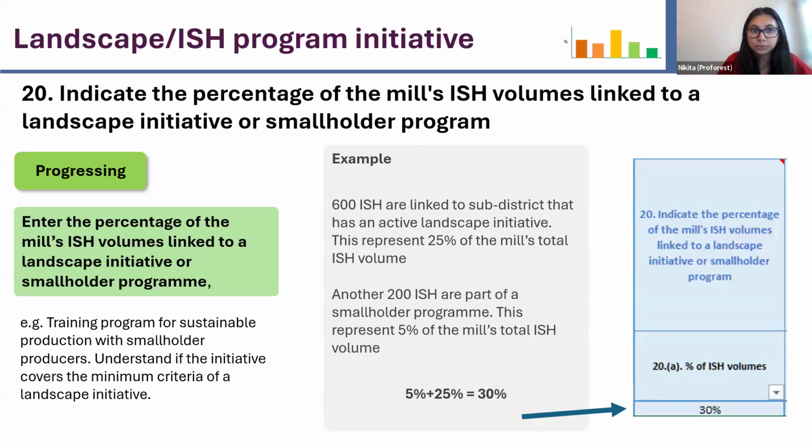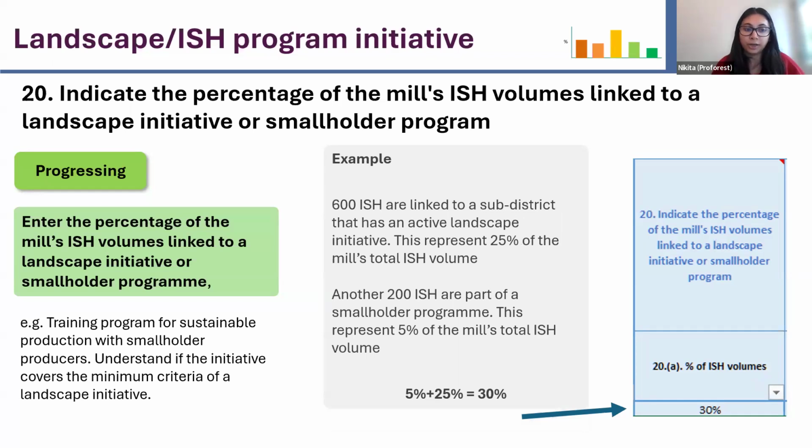So we have 3 questions under the IRF for landscape or independent smallholder programs. Question 20 is that you need to indicate the percentage of the mill's independent smallholder volumes linked to a landscape initiative or a smallholder program. As I mentioned before, at the moment, the resources are ready for landscape initiatives only, and we can talk about the smallholder program later. So for now, we are only referring to the landscape initiative bit of this question.